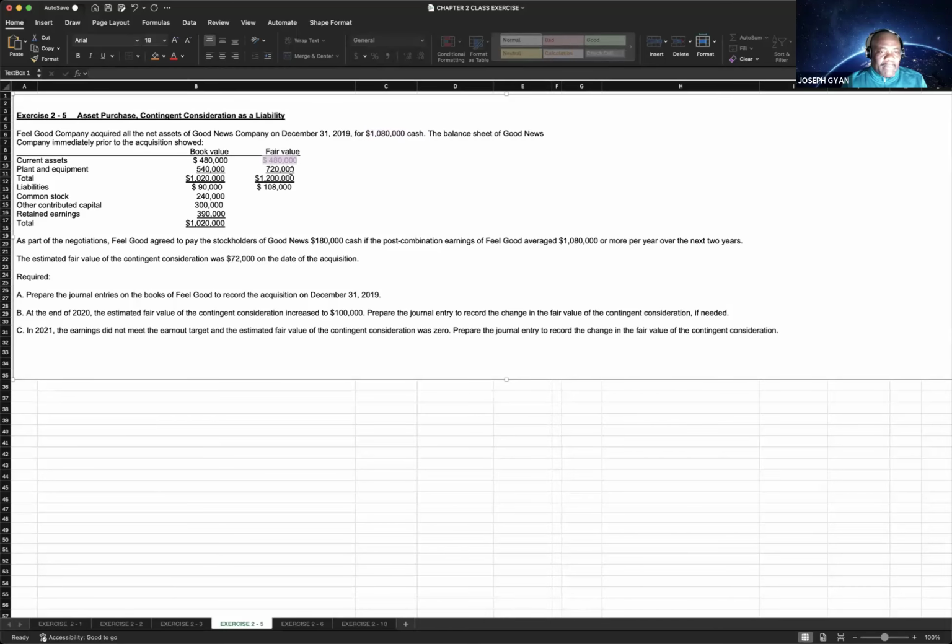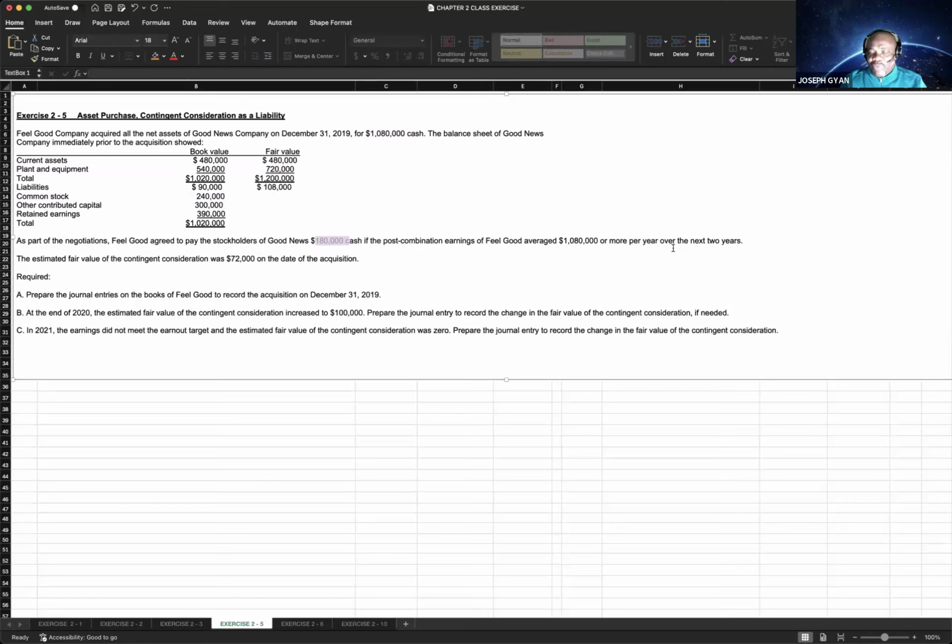We have assets, liabilities, common stock, all this one, we don't care about it. Now, as part of the negotiation, Feel Good agreed to pay stockholders of the Good News 180,000 cash if the post combination earnings of Feel Good average 1,080,000 or more per year over the next 2 years.